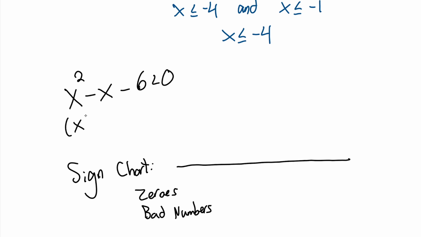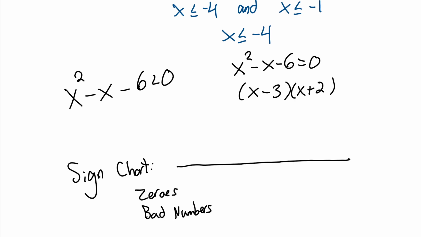Okay. So with the zeros here, we just factor, and oops, sorry. Maybe we set it equal to 0 if we want to be more proper, and then solve for 0. So we get x minus 3, x plus 2 equals 0. So x equals 3, x equals minus 2. And we put those on the sign chart here.